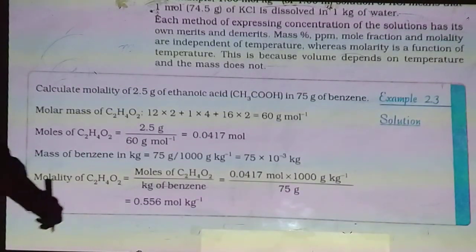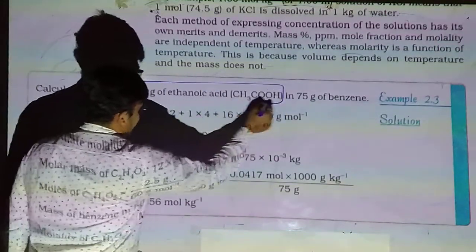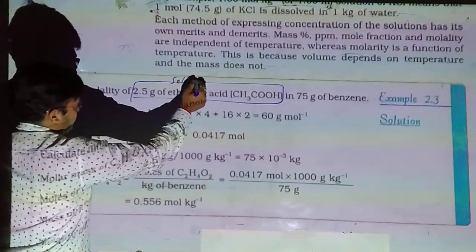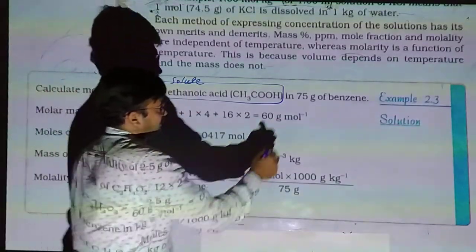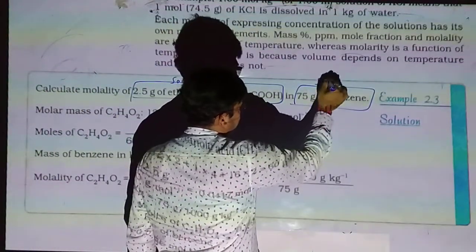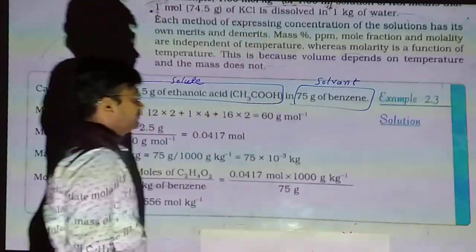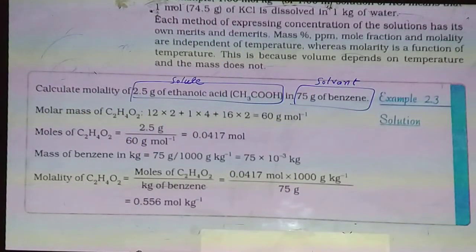Yes sir. 2.5 gram ethanoic acid, the acetic acid, is our solute, and 75 gram of benzene is our solvent. We have to derive molality. So moles of solute upon mass of solvent gives molality. Moles of acetic acid, ethanoic acid.